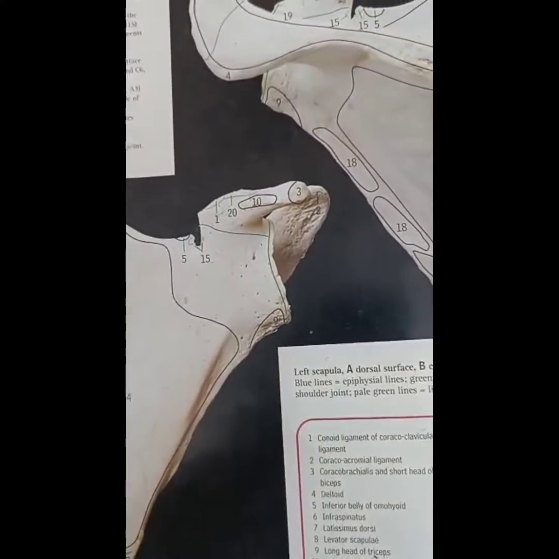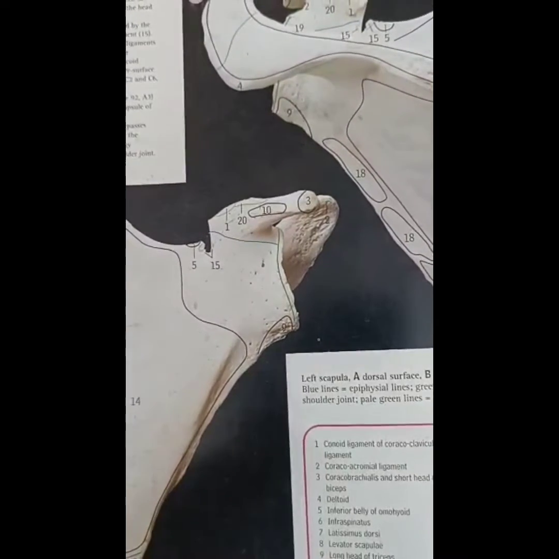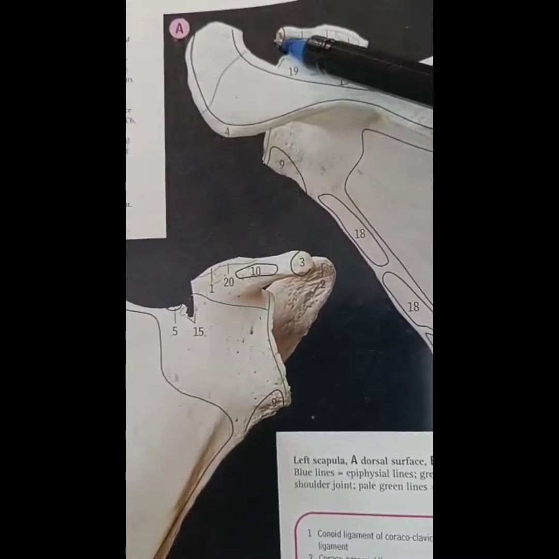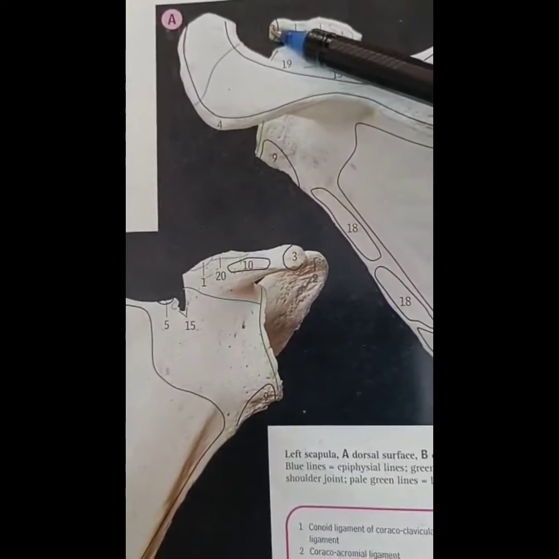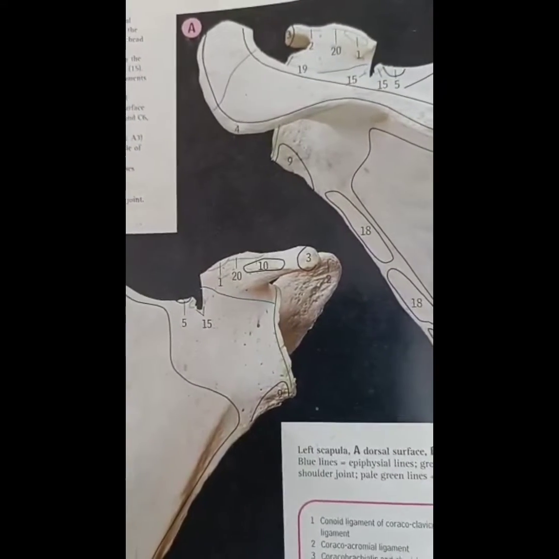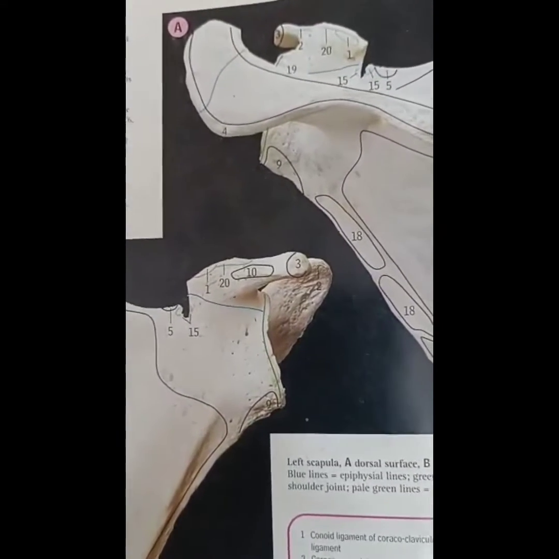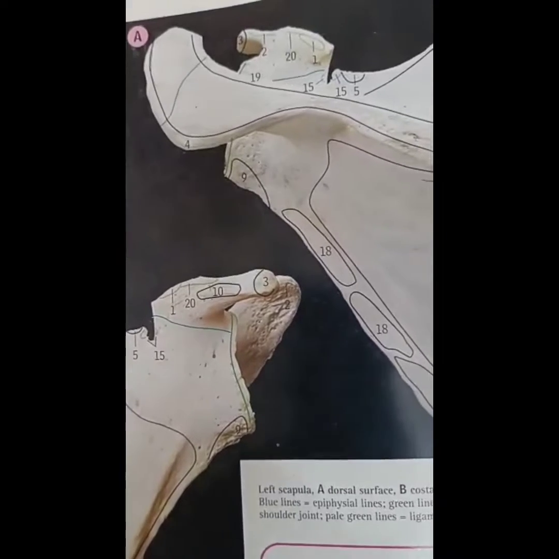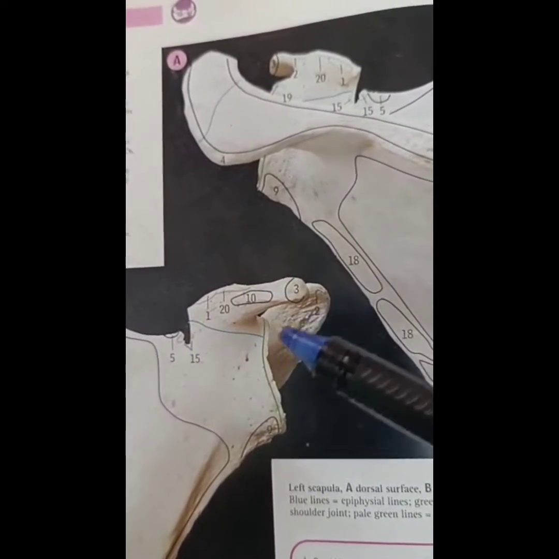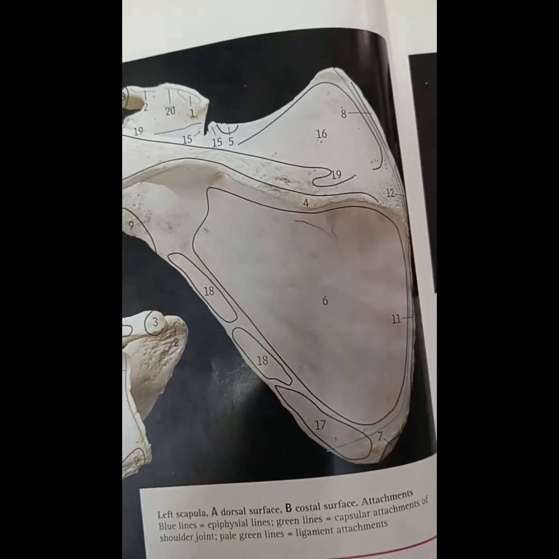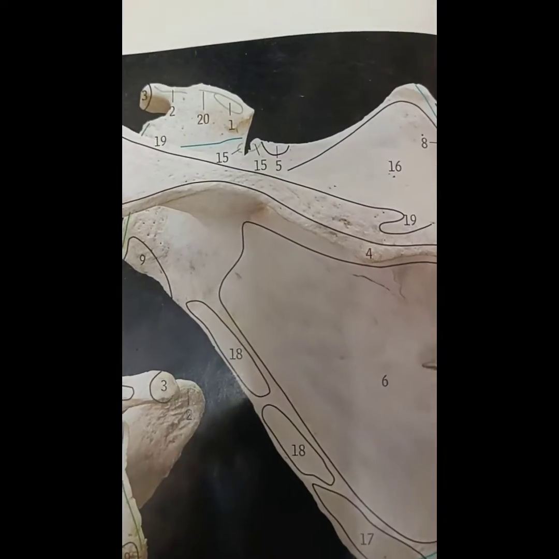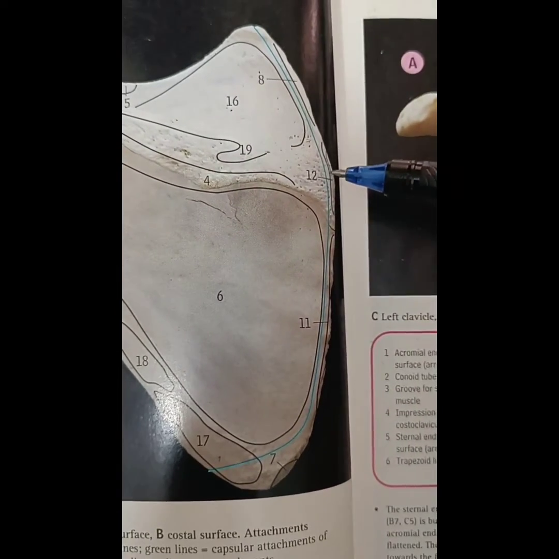Now the coracobrachialis arises from the medial part of the tip of the coracoid process. Coracobrachialis is here on the tip of the coracoid process but on the medial part. The pectoralis minor is inserted into the medial border and superior surface of the coracoid process. Here is pectoralis minor. Rhomboideus minor is inserted into the medial border, dorsal aspect, opposite the root of the spine.